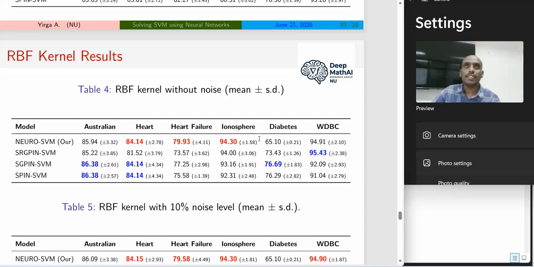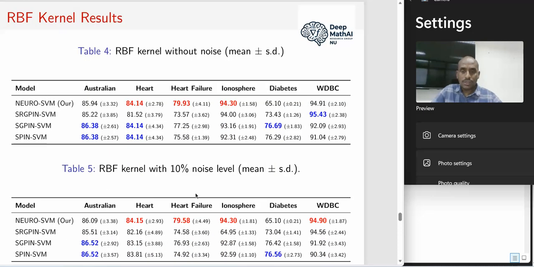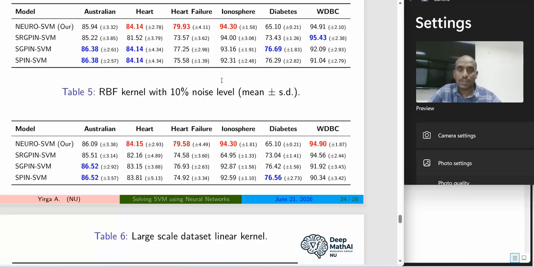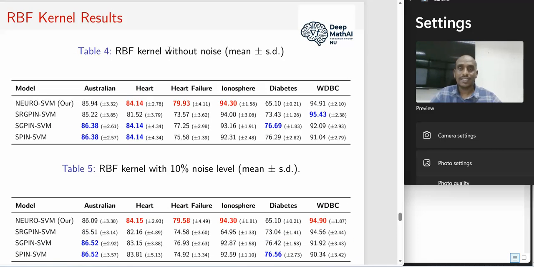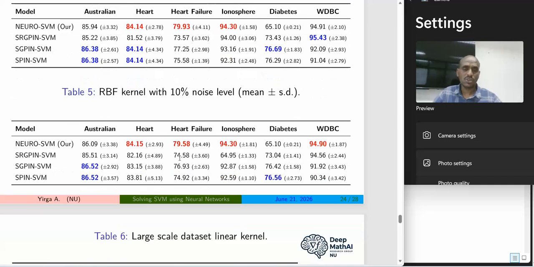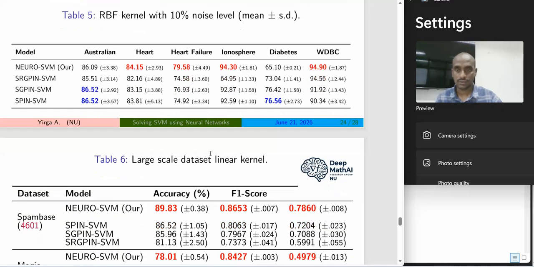Relatively, the linear kernel has better performance than the RBF kernel. But when you see the RBF kernel with some noise, our model wins in 4 out of 6 datasets, which is better than the noise-free experiment. So I think we can conclude from this that the model is noise tolerant. It is not sensitive to noise. That's what we can see from here.